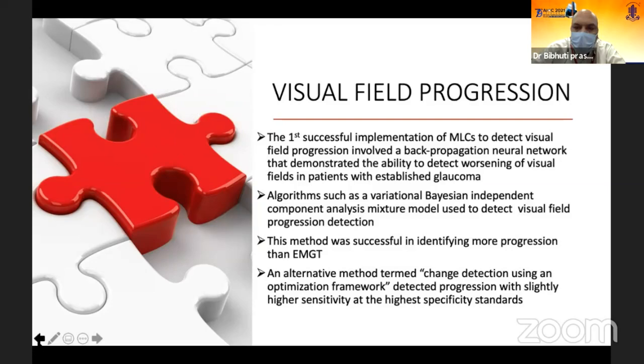And that was actually based on the back propagation neural network that demonstrated the ability to detect worsening of the visual field also. Now, algorithms such as the variational Bayesian independent component analysis mixture model are used to detect visual field progression changes. This method is successfully identifying more progression than EMGT. That means this program can be utilized for early diagnosis of progression.